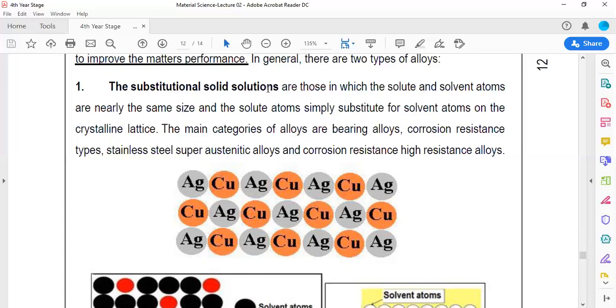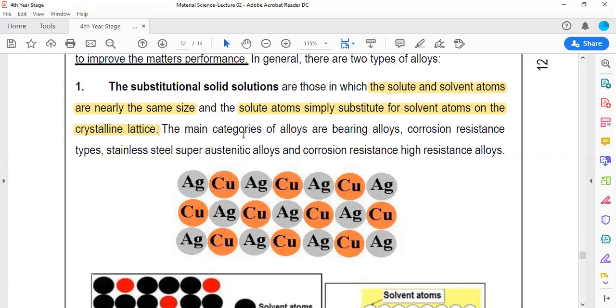The substitutional solid solutions are those in which the solute and solvent atoms are nearly the same size, and the solute atoms simply substitute for solvent atoms on the crystalline lattice. Of course, in this one, copper and silver are close to each other in size. They're not much different. That's one of the reasons we call it substitutional solid solution. The solute atoms simply substitute for solvent atoms on the crystalline structure.